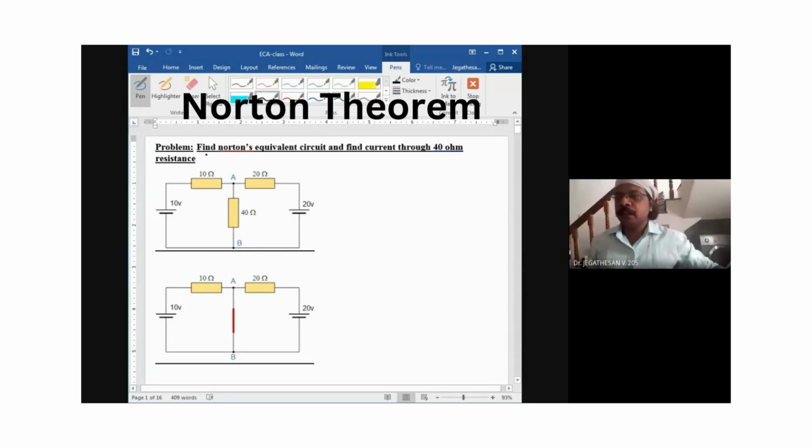Now, look at the question: find the Norton's equivalent circuit. Some circuit is given, and you have to find its Norton's equivalent circuit. Norton's equivalent circuit is a current source in parallel with a resistance. So this is the Norton's equivalent circuit.